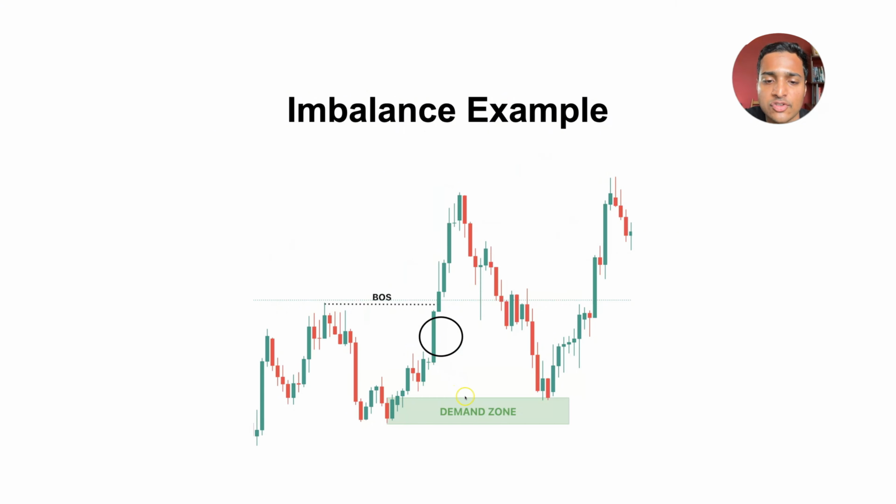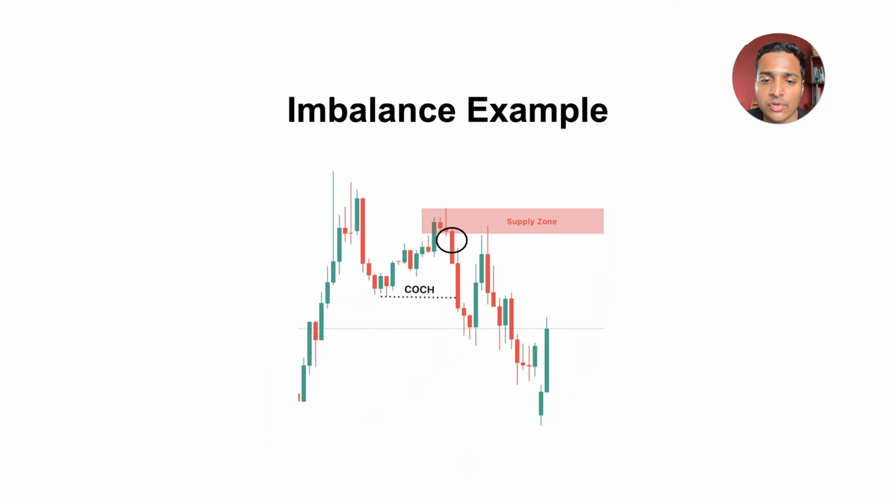In this example, you can see we have a huge impulsive move causing an imbalance. As you can see, we have the subject candle, and there is a gap between the top wick of the left neighboring candle and the bottom of the right neighboring candle. Price continues down to fill this gap and then reverses after hitting the demand zone, which just shows you how powerful these concepts are when combined together.